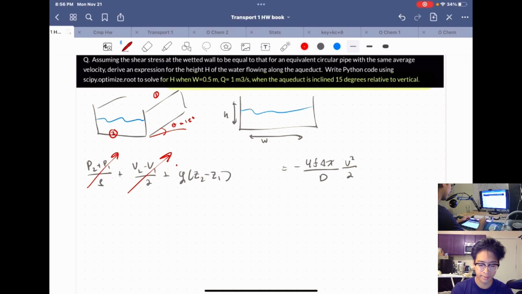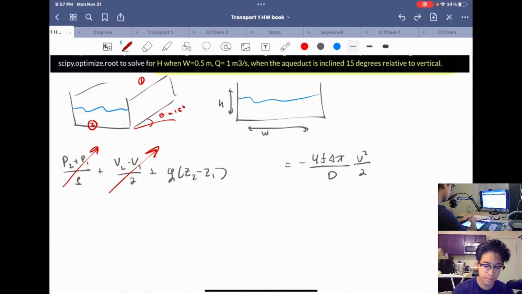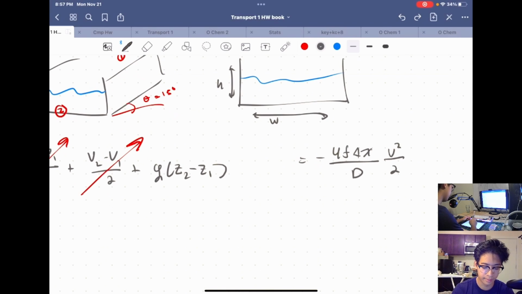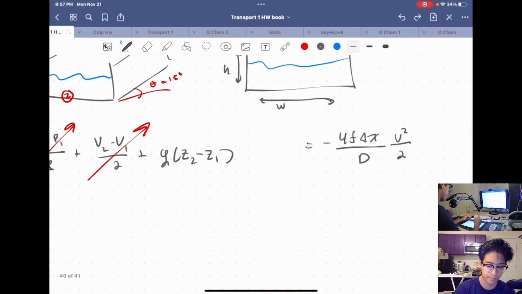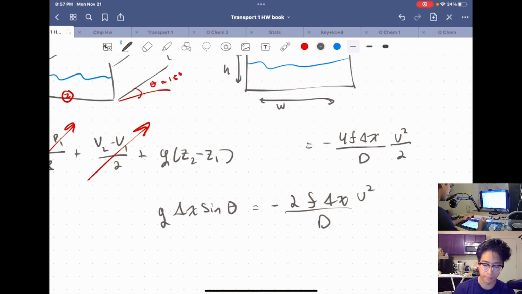What does that mean? That tells us that the motive of the liquid motion is solely dependent on the change in height. Gravity is what motivates this liquid to move. So we can represent the change in height using trigonometry as delta x sine theta. We have the gravitational constant multiplied by delta x sine theta equals, let's clean this up, negative 2 Fanning friction factor delta x over d v squared.